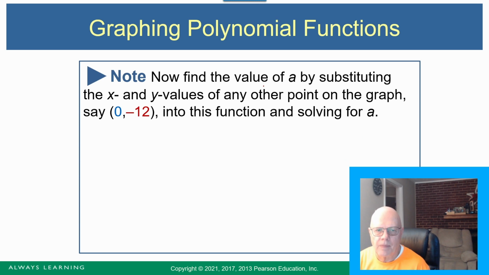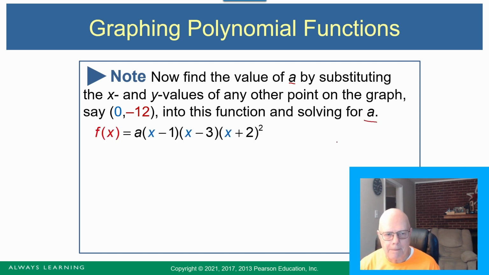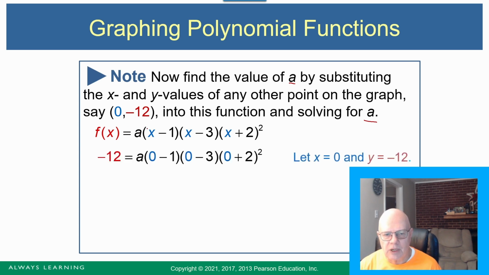Remember, you can find the value of a by substituting in the x and y values with that factored form. And then you can just solve for a. We've done that before, like this. So you pick an x. In this case, you could pick 0 if you wanted to. Put 0 in for those x's. Solve for a, like this.